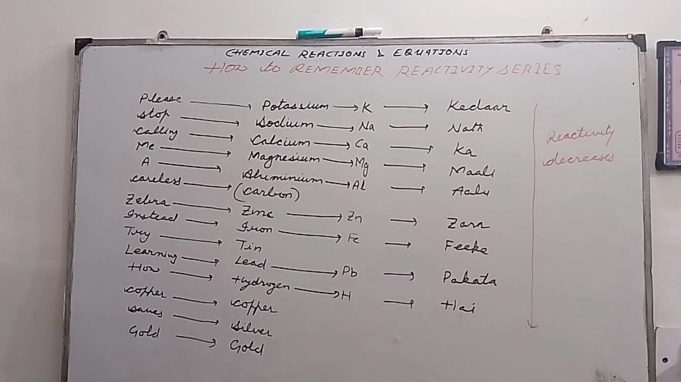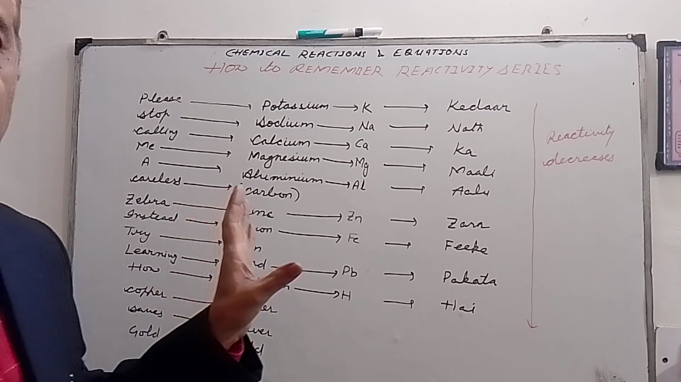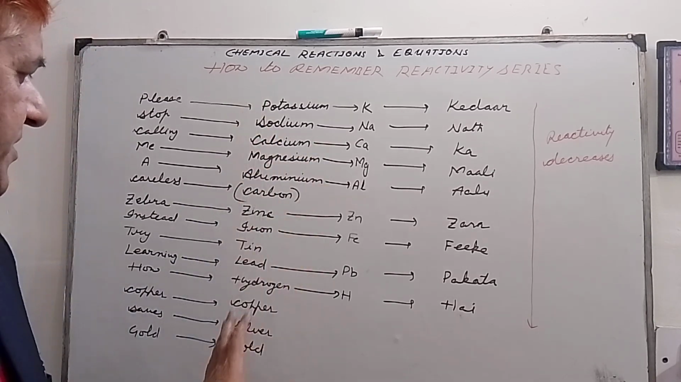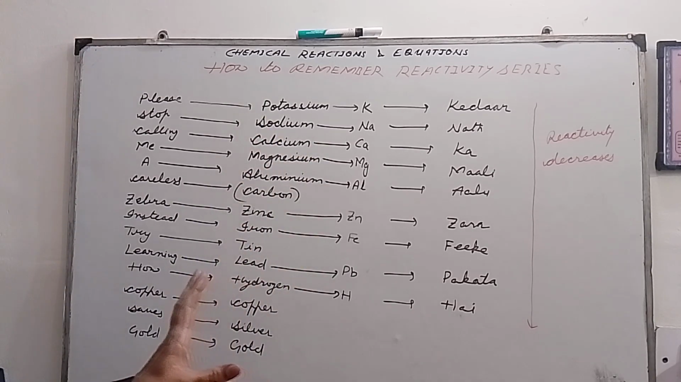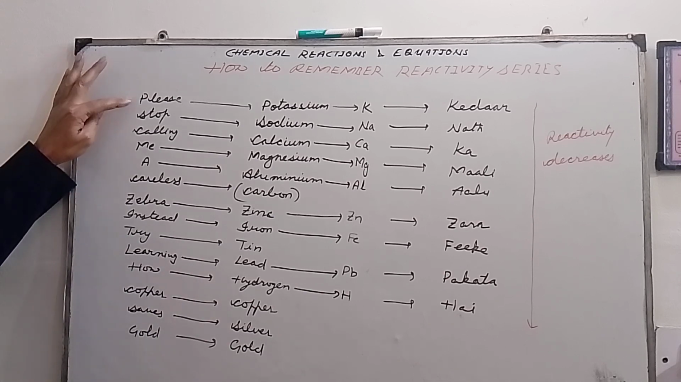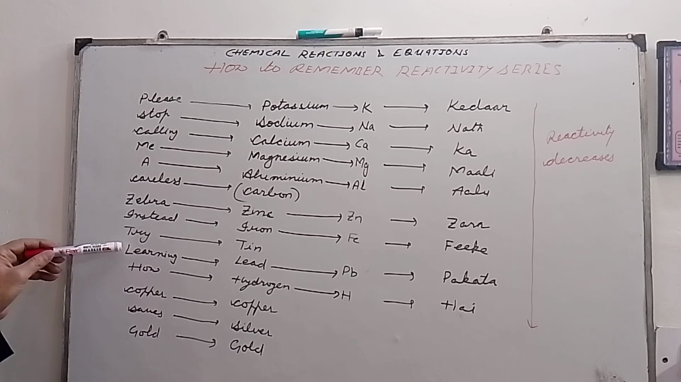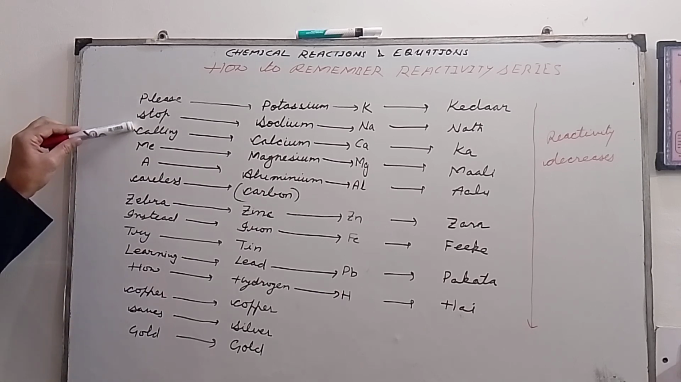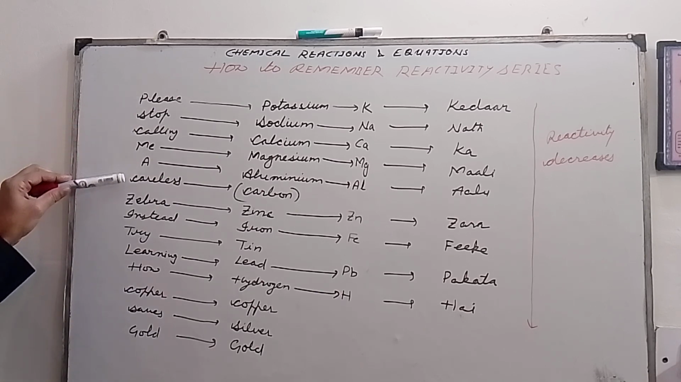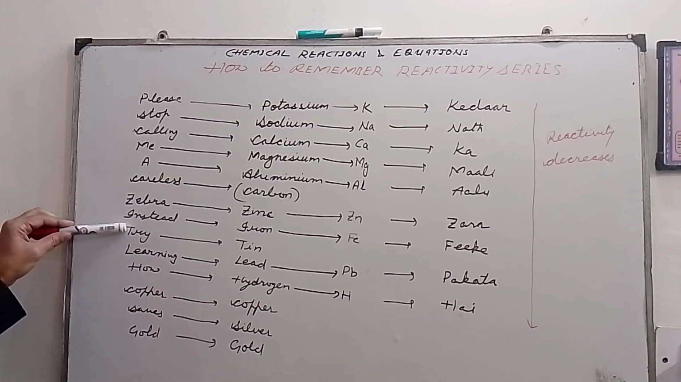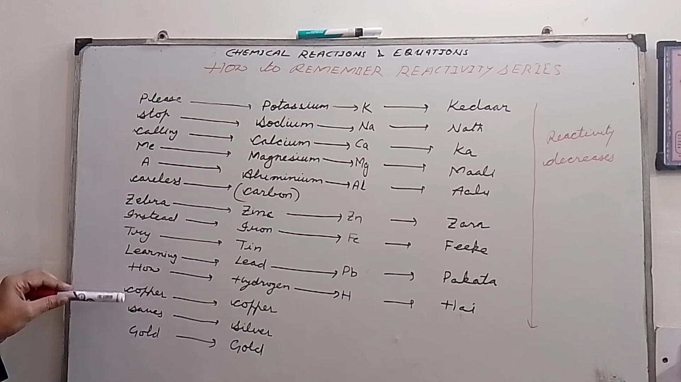Now my dear students, there is a sentence in English which you can learn to remember this reactivity series. The sentence is: please stop calling me a careless zebra. Instead, try learning how copper saves gold. I am again repeating: please stop calling me a careless zebra. Instead, try learning how copper saves gold.